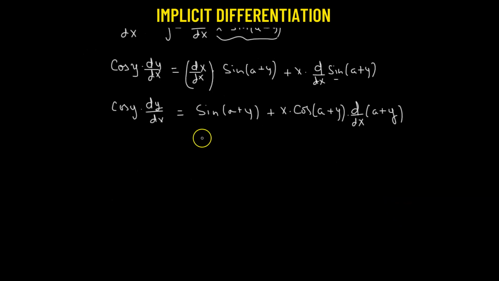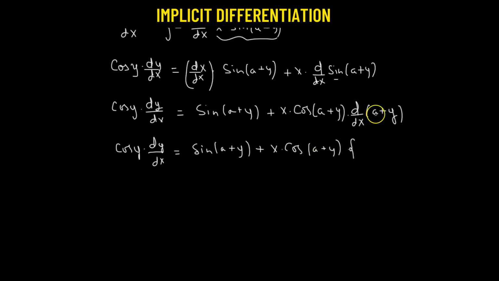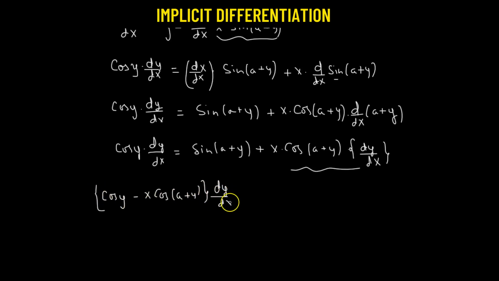So this is now going to give us cos y times the derivative of y with respect to x equals sin(a + y) plus x times cos(a + y) times, so we have the derivative of a, which is a constant, so it will be 0, plus the derivative of y with respect to x. So what we'll do, we'll transpose the second term to the left hand side. I will have (cos y minus x times cos(a + y)) whole multiplied by the derivative of y with respect to x. So this will be equal to sin(a + y).